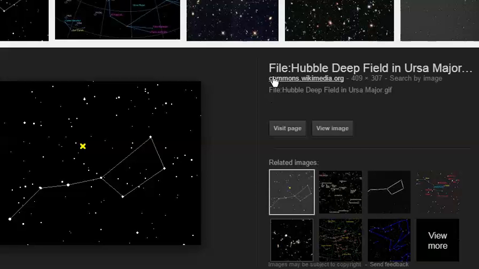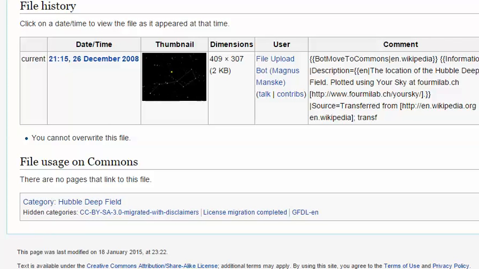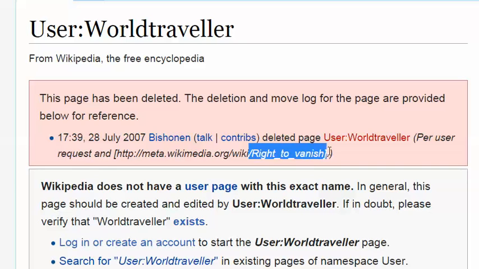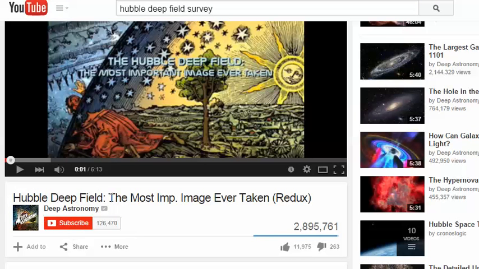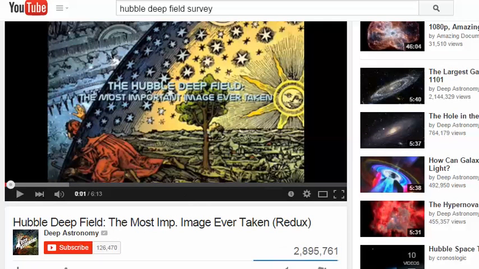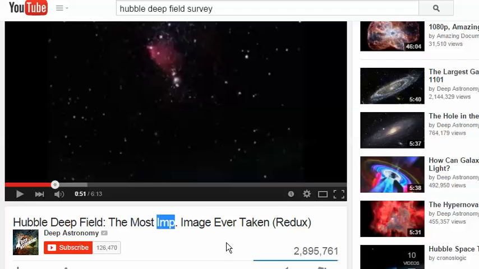And as luck would have it, commons.wikimedia.org has a picture of exactly where the Hubble Deep Field is relative to the constellation of Ursa Major, though there are no pages that link to this site. It was uploaded by World Traveler. While I'm trying to credit him, it looks like he actually does not wish to be known that much. Now, I like this video on the Hubble Deep Field, which calls it the most important image ever taken, or perhaps the most impressive image ever taken. I'm not sure what IMP stands for.